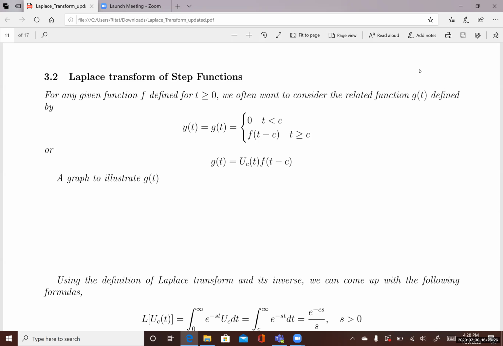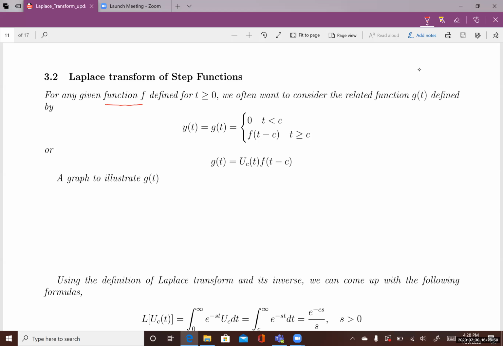In this lecture, we'll talk about the Laplace transform of step functions. Before we can think about the Laplace transform of step functions, we want to think of any function f in terms of step functions by assigning a step for it. So we can consider the related function g of t that is related to the function f of t by these definitions.